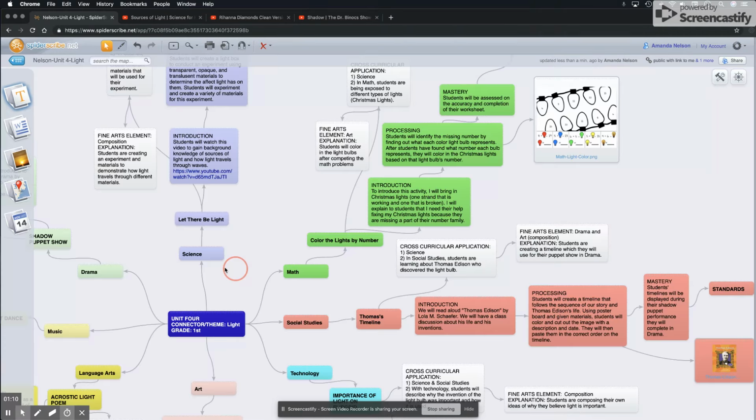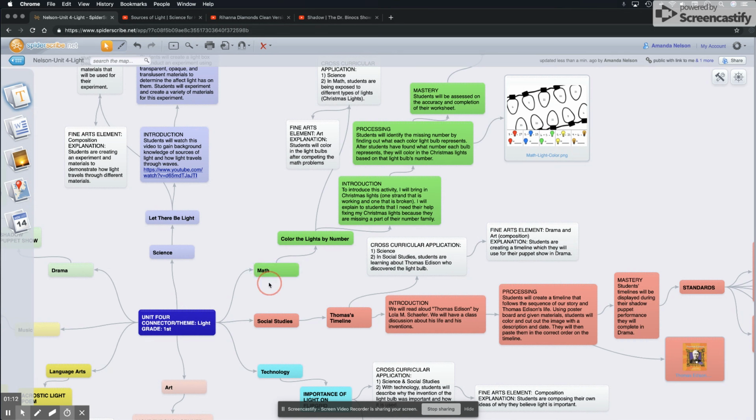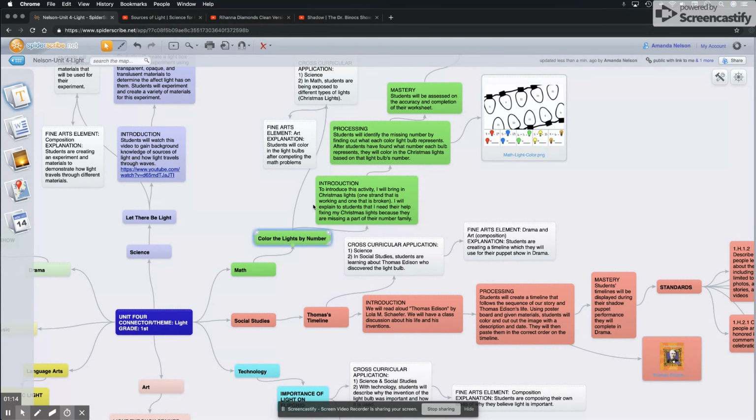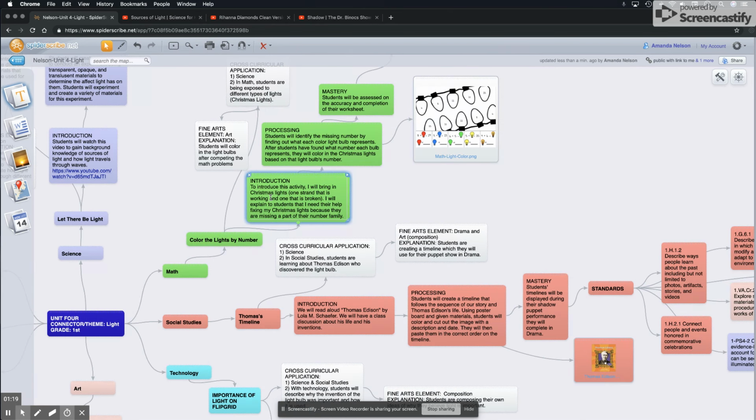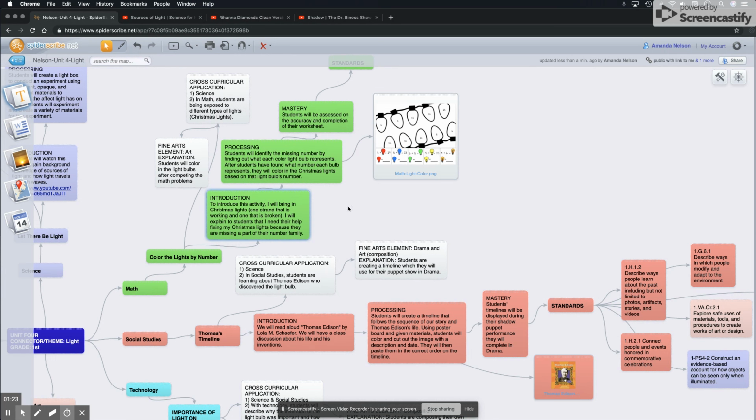Then we're going to move over to math. For math, we're going to color the lights by numbers. So to look at different types of lights, I'm going to bring in some Christmas lights, one broken strand and one that works. And I'm going to need my students' help to fix my Christmas lights.